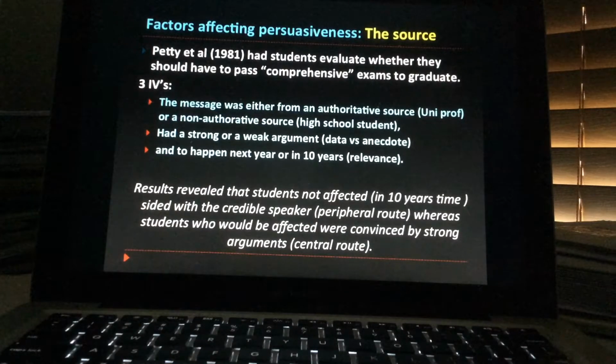The results really clearly showed some strong evidence for the dual route to persuasion, by showing that students who weren't affected sided with the credible speaker. Right, so when it wasn't going to affect them, they went through the peripheral route, whereas students who would be affected were convinced by the stronger arguments, the central route to persuasion. So when it was going to be affecting them, definitely, they wanted to see facts. They wanted data, and they wanted it to come from the professor.